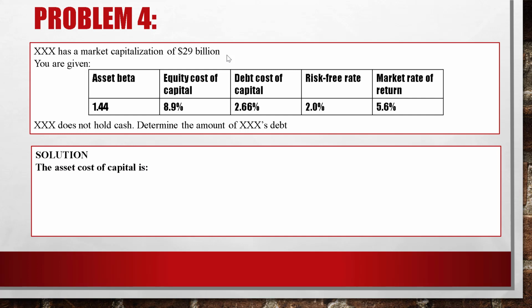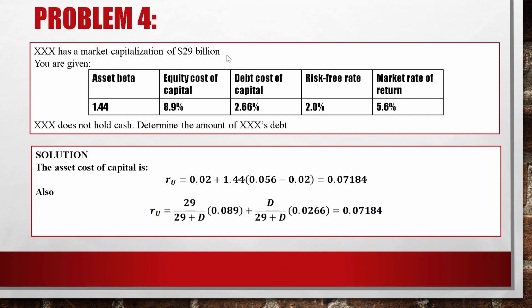The asset cost of capital RU is equal to 0.02 plus 1.44 times 0.056 minus 0.02 using the security market line, and it should be 0.07184. We got RU is equal to 29 over 29 plus D times 0.089 plus D over 29 plus D times 0.0266 by weighted mean. And from here we solve for D, right? Because RU is 0.07184 from the security market line. And here we have debt value is 11 billion.